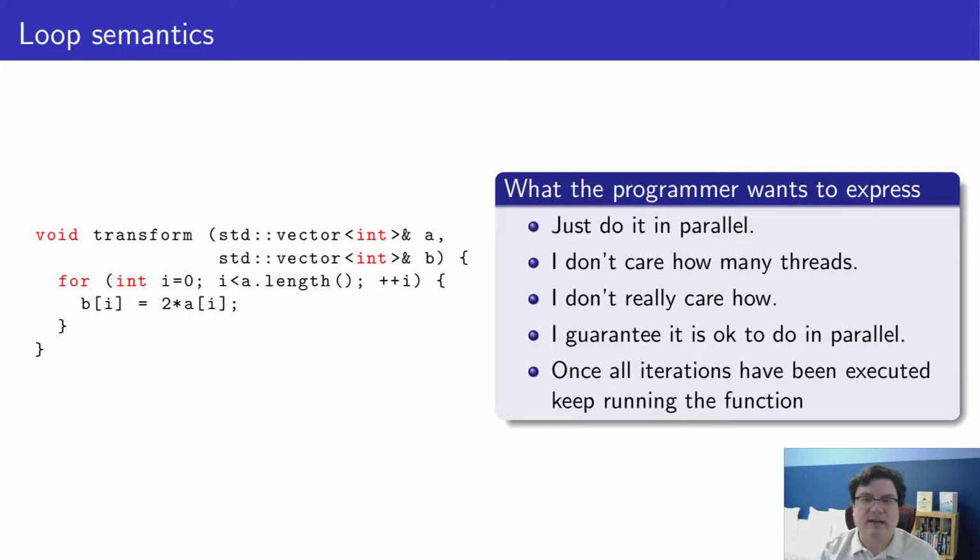But when you write an application, you don't want to think in these terms. What the programmer wants to express is, I'm the programmer, and I guarantee that these iterations are independent. So go do them in parallel. All of the questions about how many threads, how do you synchronize those things, are unimportant implementation details.